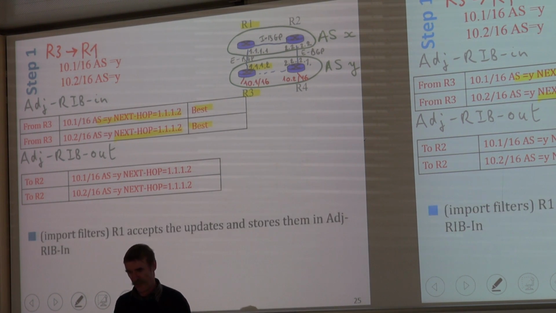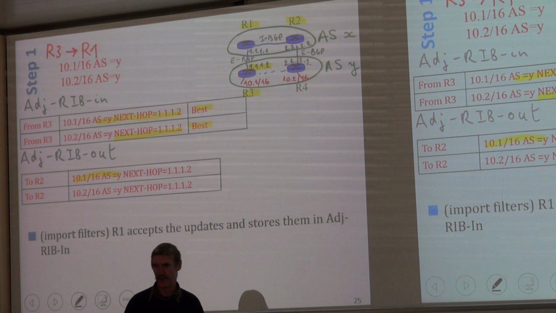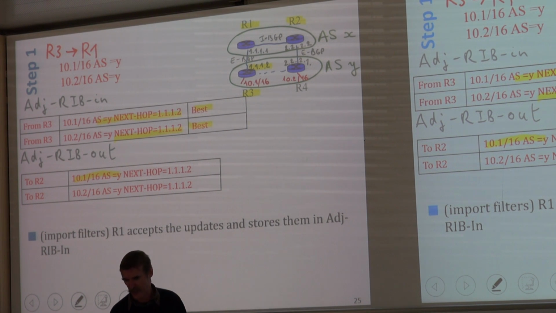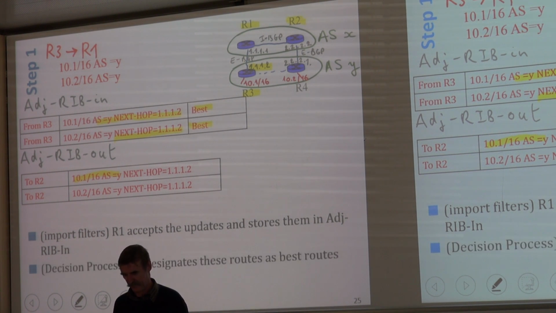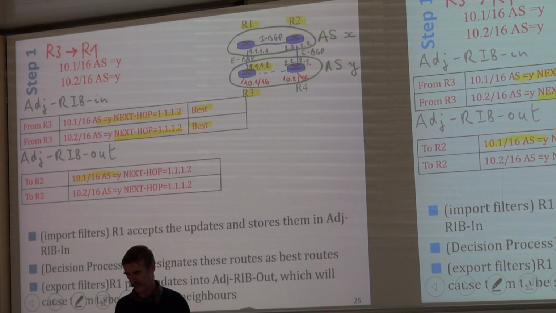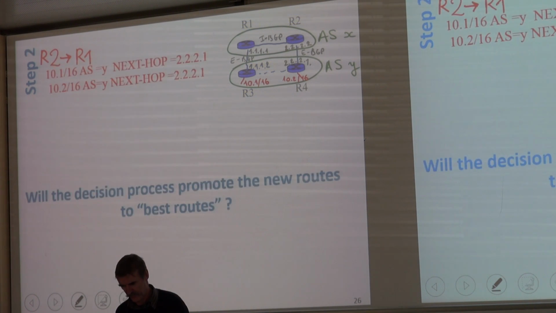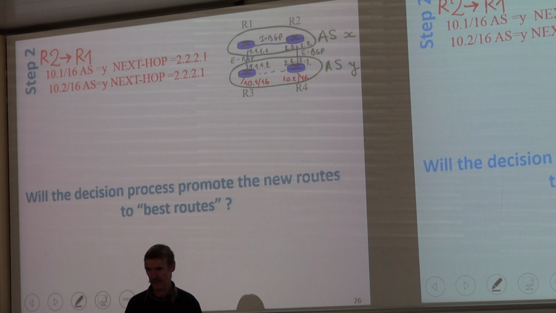But I will pass it to R2. So R2 will receive this information saying, I have a route to 10.1 and 10.2, and the next hop is this one, the yellow one here. So R2 at this point knows how to route to those two prefixes, and the direction in order to go there would be via R3 inside domain X. Okay, let's continue.